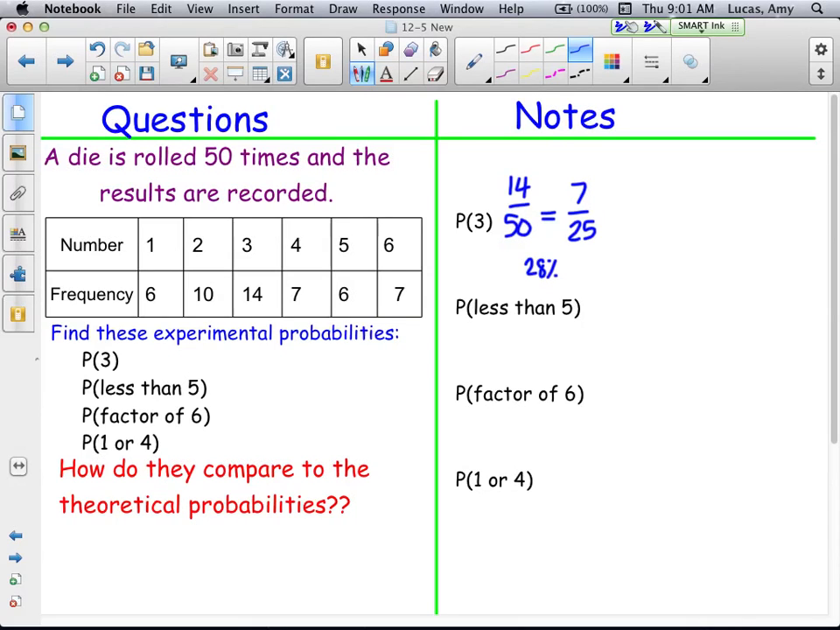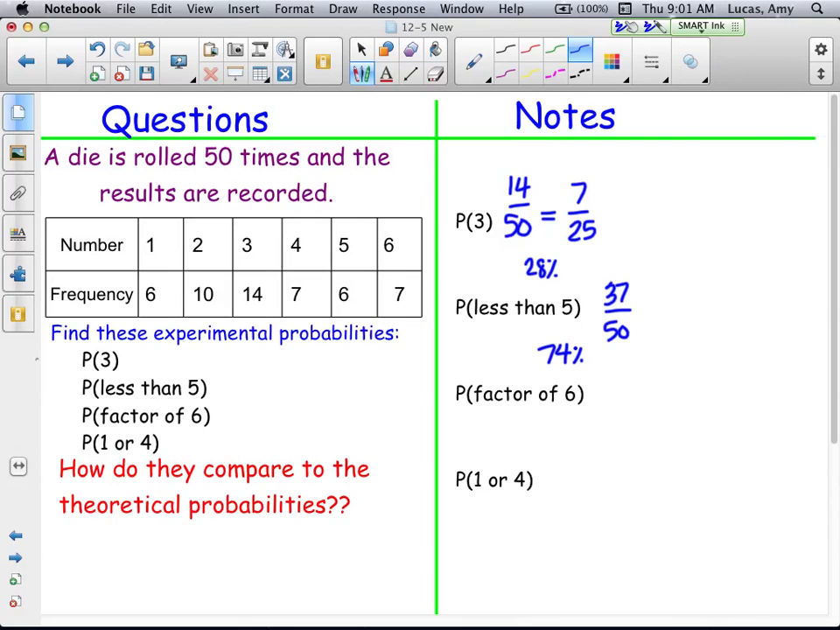The probability of rolling a number less than 5. Less than 5 would be 4, 3, 2, and 1. So I have to add all of those together. So 37 out of 50. And that doesn't reduce. It would equal 74% though, because a percent is out of 100. So I'm just doubling the numbers to make it out of 100.